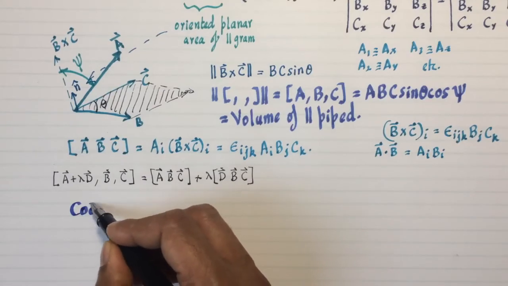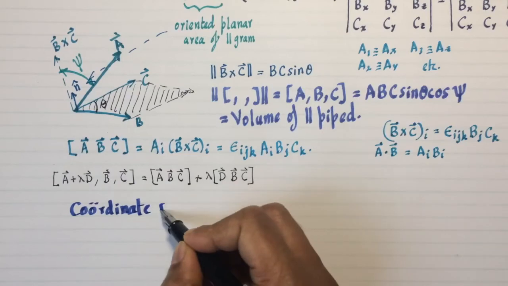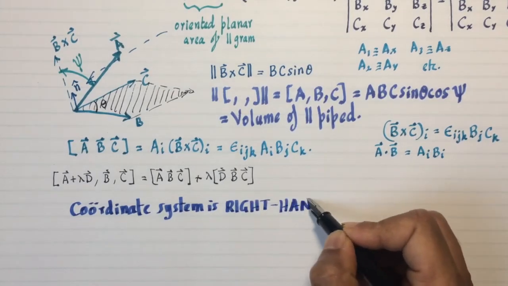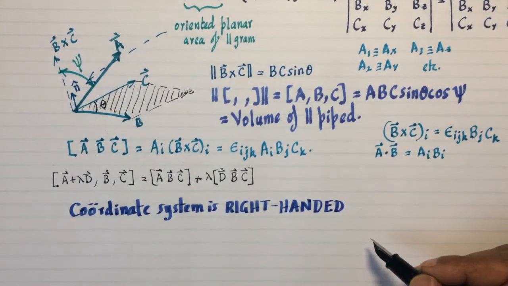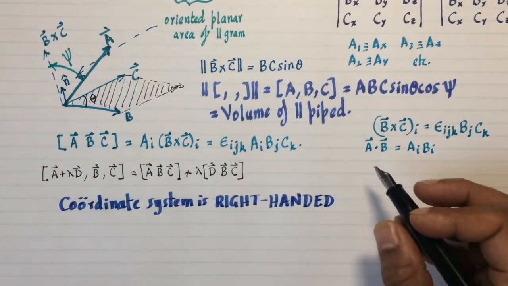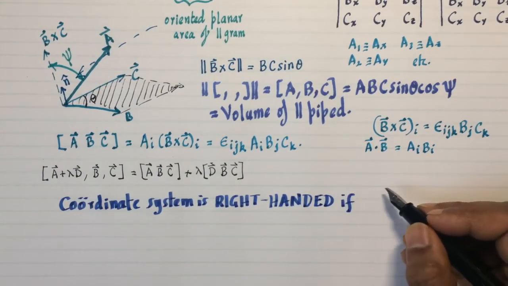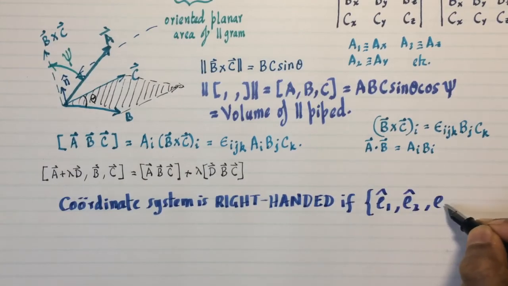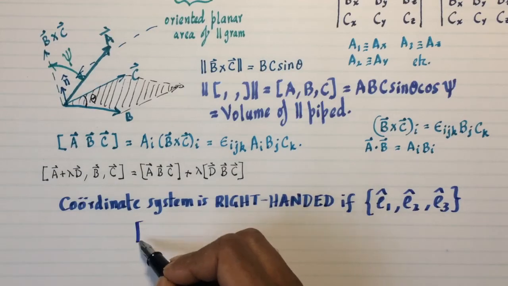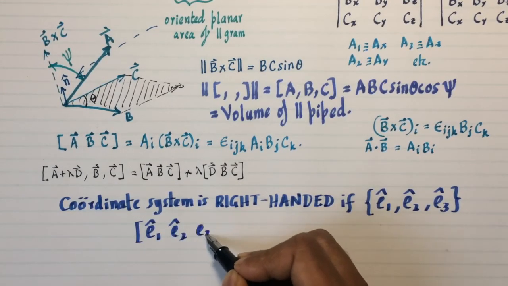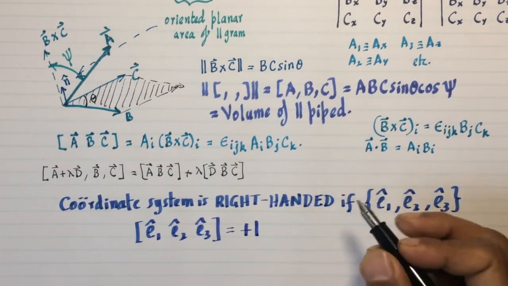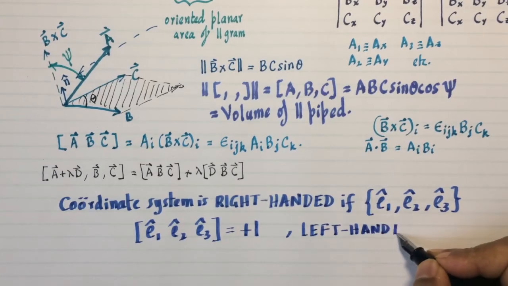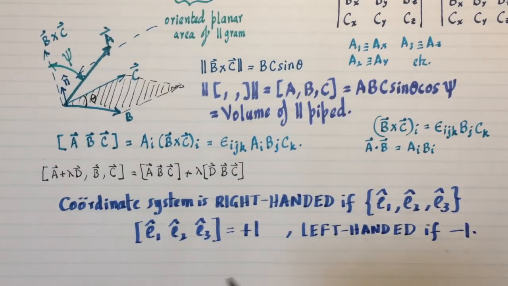A coordinate system is said to be right-handed. Now we're going to assume this is a three-dimensional coordinate system, although there are analogs for n-dimensional coordinate systems. I'm not going to get into those. If the coordinate vectors, you think of i, j and k, but we'll think of the more general basis. If you have a basis that's e1, e2, and e3, if this basis satisfies the following condition, if the triple scalar product of e1 hat, e2 hat, e3 hat is equal to +1. And left-handed if this is equal to -1.